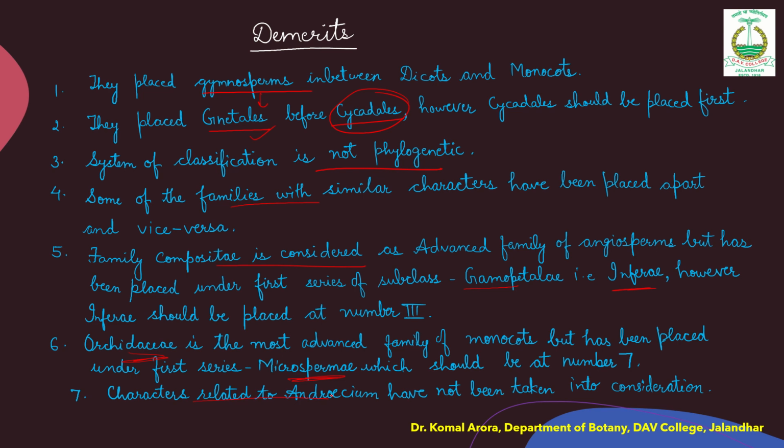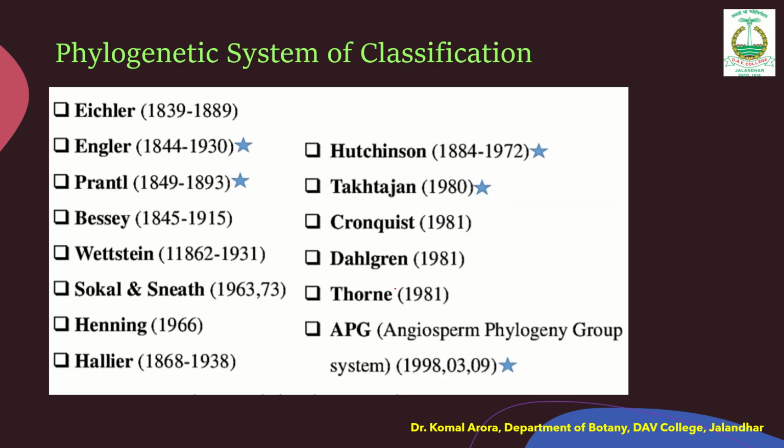And characters related to the androecium were not taken into consideration, such as the number of stamens, whether there is any fusion, didynamous, tetradynamous, monadelphous, any such condition which were mentioned in the linear system of classification. All those characters were not considered under this system. So these are the demerits, and with this you will conclude your question on the Bentham and Hooker system of classification. So that's all for today. Thank you.